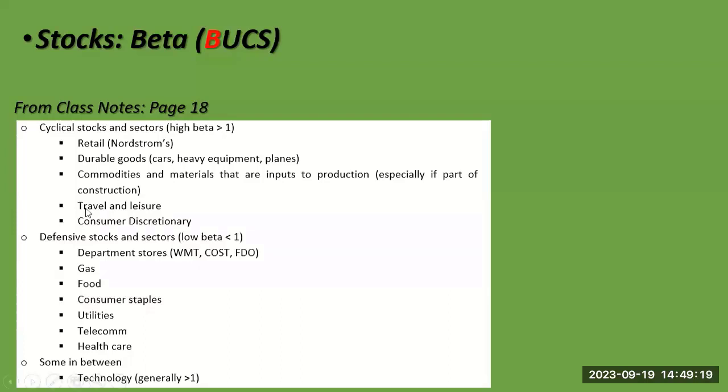Travel and leisure, obviously. When's the last time someone said, I'm worried about losing my job, so I think I better go on vacation? That's probably not what they're saying. They're probably saying the exact opposite. We're going to cancel that vacation. And then Nordstrom's is consumer discretionary, travel and leisure, that's consumer discretionary. So those are cyclical stocks.